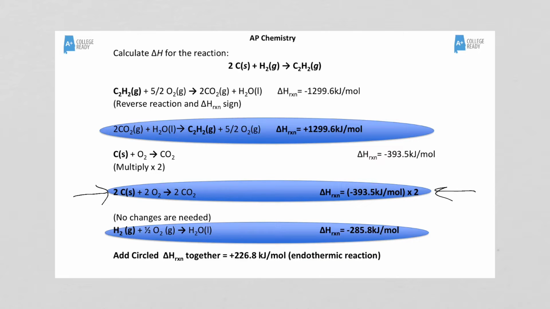Adding these circled values all together, I should end up with an overall positive 226.8 kilojoules per mole. Therefore, this is the energy value that goes with this reaction at the top, and that is an endothermic process.